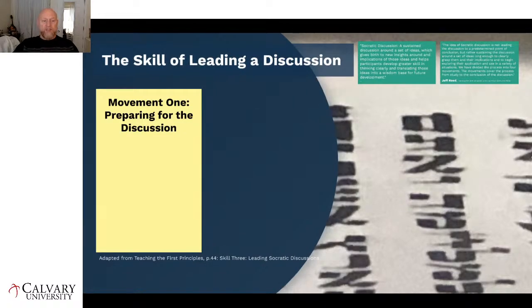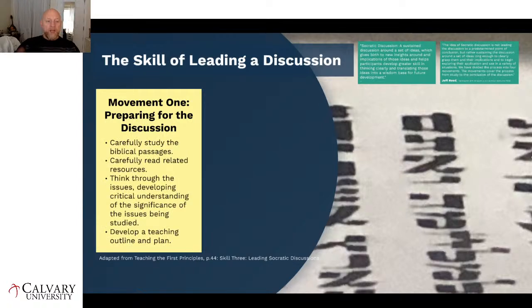Okay, so he talks about these four movements. The first movement is preparing for the discussion. You're going to carefully study the biblical passages. Everybody's going to do this. And then carefully read related resources. These are probably going to be chosen by the leader of the discussion. But perhaps someone is reading the passages and they think, man, I remember reading a book about this passage and it was really good. But everybody's going to be studying the biblical passages, carefully reading related resources, thinking through the issues, developing critical understanding of the significance of the issues being studied, and developing a teaching outline and plan.